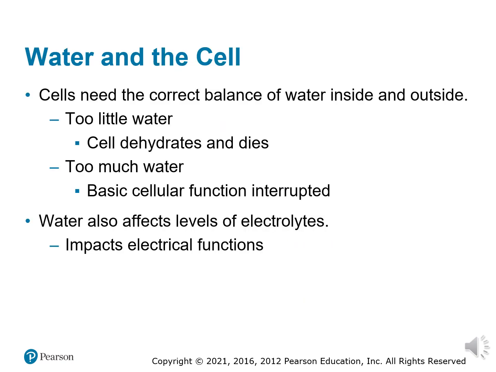All right, water in the cell. A cell needs the correct balance of water between its inside and its outside. Water moves into the cell from the environment around the cell. Without enough water, the cell will dehydrate and eventually die. By contrast, too much water will interrupt basic cell function. Water levels also influence the concentration of important chemicals called electrolytes.